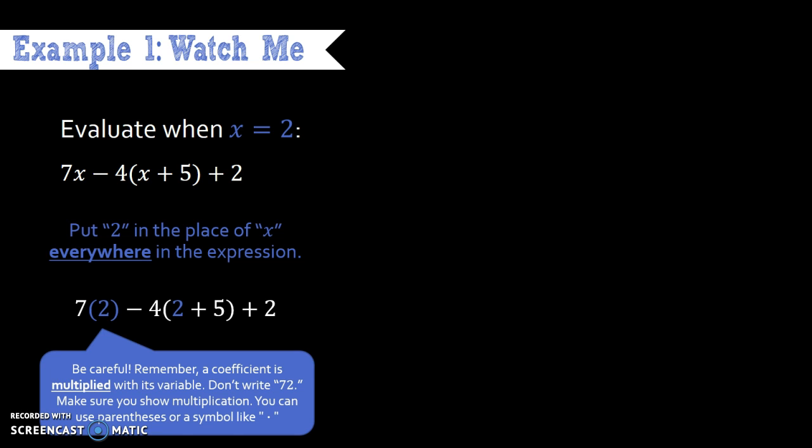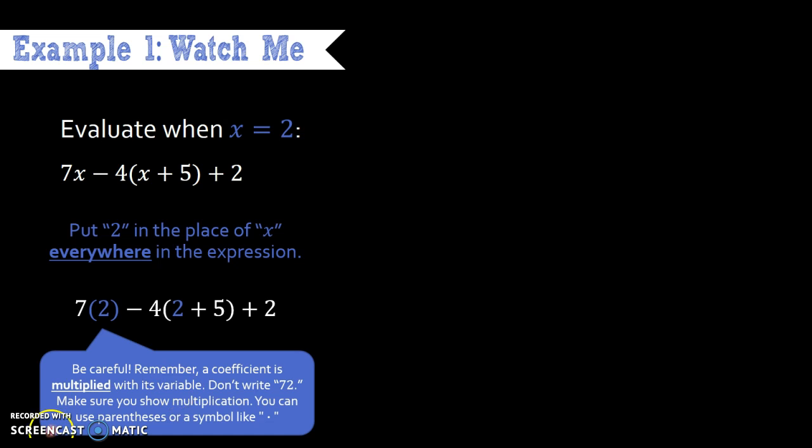But be very careful. Remember that a coefficient, and come up here to the original, 7 times x right here, this shows multiplication. Don't write a 7 immediately followed by a 2 and think that it means the number 72. You need to show that that is multiplication. So I'm using parentheses to show multiplication, 7 times 2. Now we can do the order of operations.